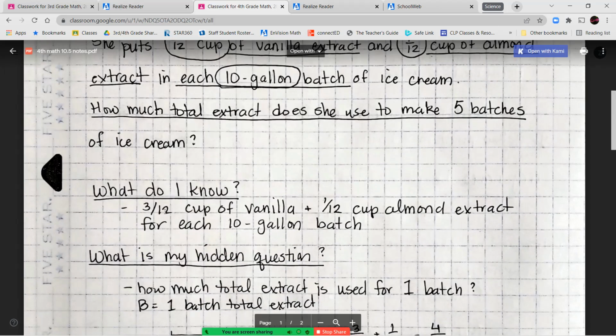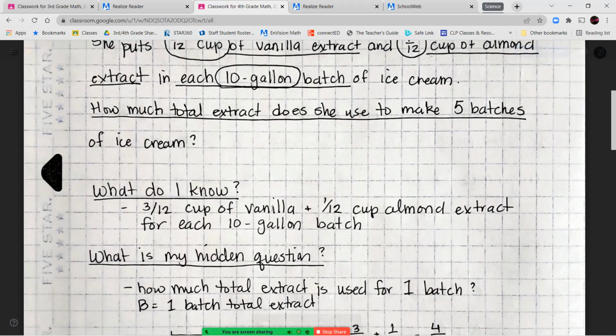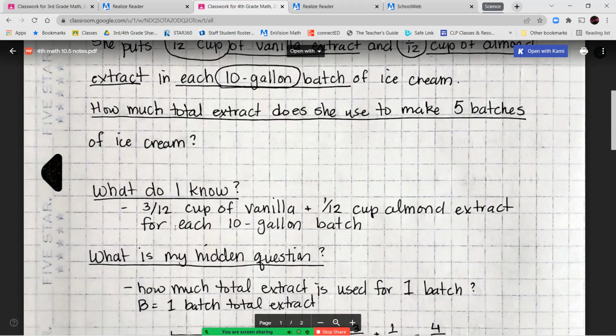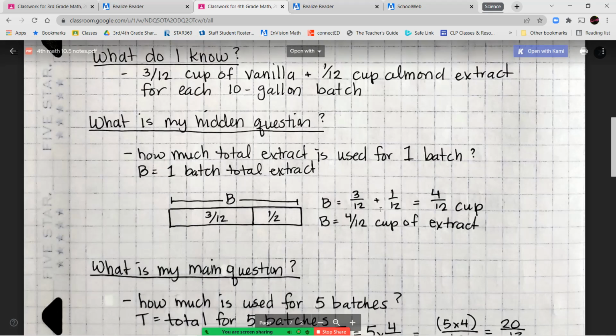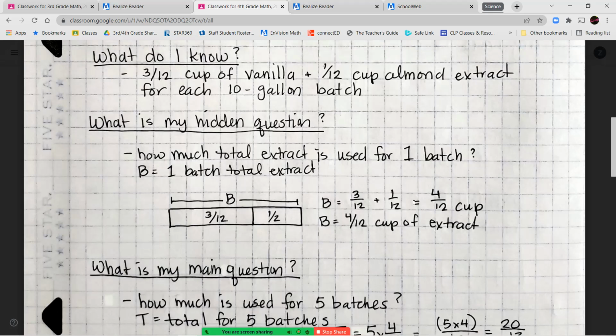So what do I know? I know 3/12 cups of vanilla plus 1/12 cup of almond extract go into each 10-gallon batch. So my hidden question is, how much total extract is used for 1 batch? So I'm going to use B to equal the total in 1 batch. And I'm going to add the 3/12 vanilla plus the 1/12 of the almond extract.